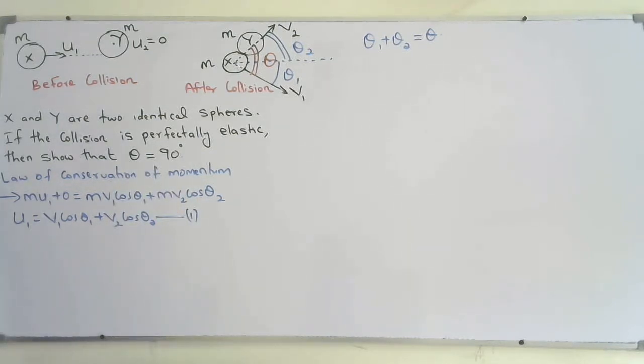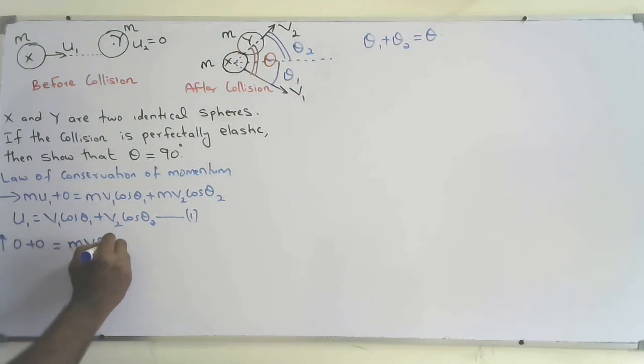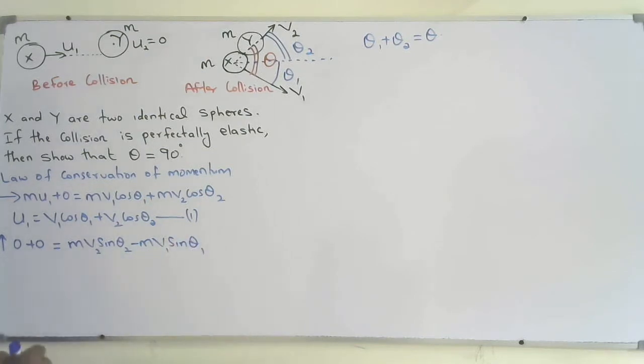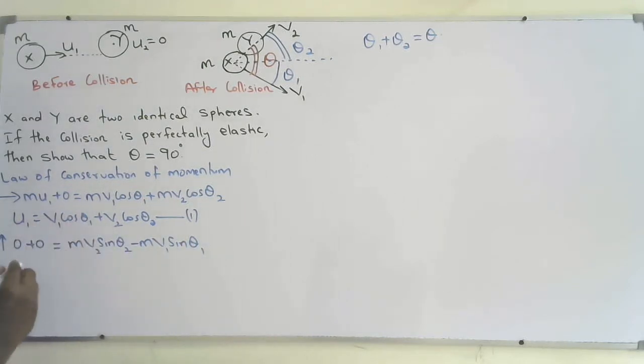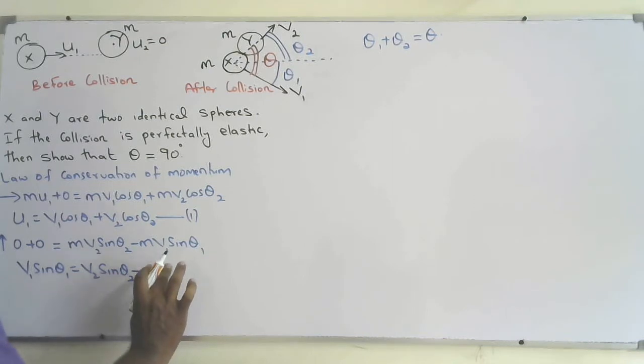Now use the law of conservation of momentum in the vertical direction, that means perpendicular to the initial direction of velocity of X. That will be 0 plus 0, since both have no vertical component, is equal to m v2 sin theta 2 minus m v1 sin theta 1. Here also I can divide the whole equation by m and bring this to the left side. So I can say v1 sin theta 1 equals v2 sin theta 2. Consider it as the second equation.